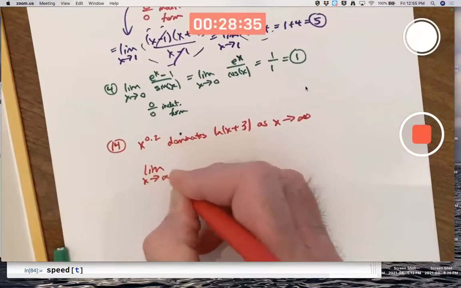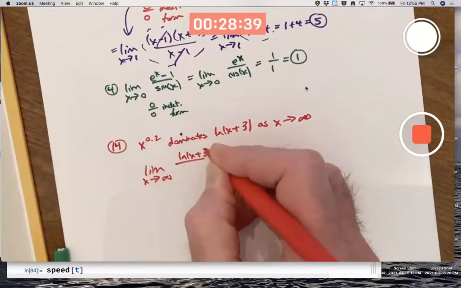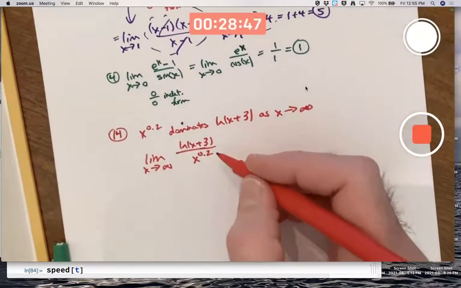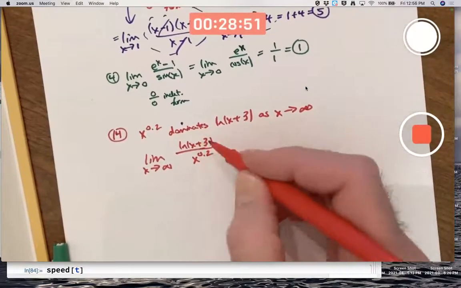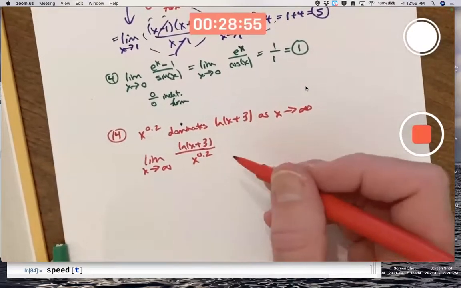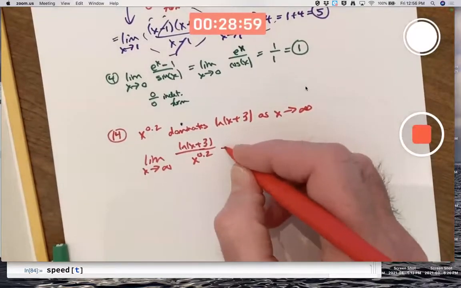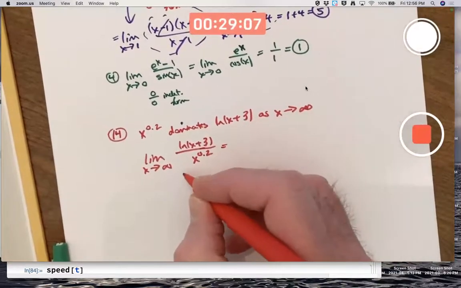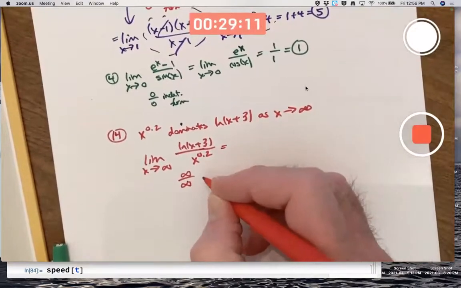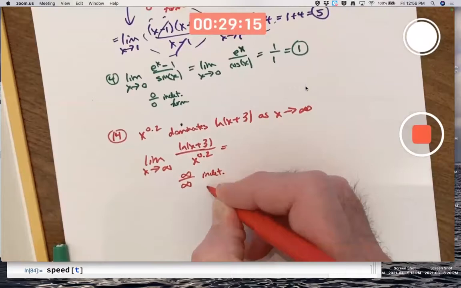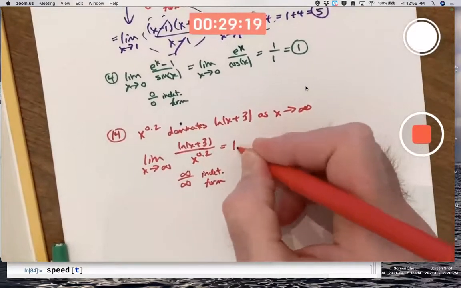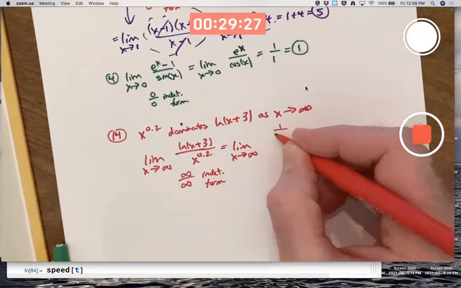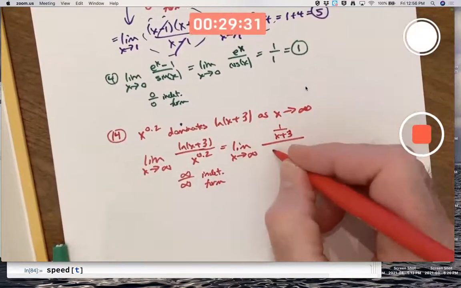What I'm hoping will be true is that this limit of the natural log of x plus 3 over x to the 0.2 is 0. If this limit is 0, that means the bottom of the fraction is growing faster than the top, significantly faster, enough to make this fraction go to 0. Well, is it something we can apply L'Hopital's rule to? It's not a 0 over 0. It's an infinity over infinity. Both the top and the bottom are going to infinity as x goes to infinity. It's an infinity over infinity indeterminate form. That is another situation where we can try to apply L'Hopital's rule and hope that it actually helps. So once again, you differentiate the top and divide by the derivative of the bottom.